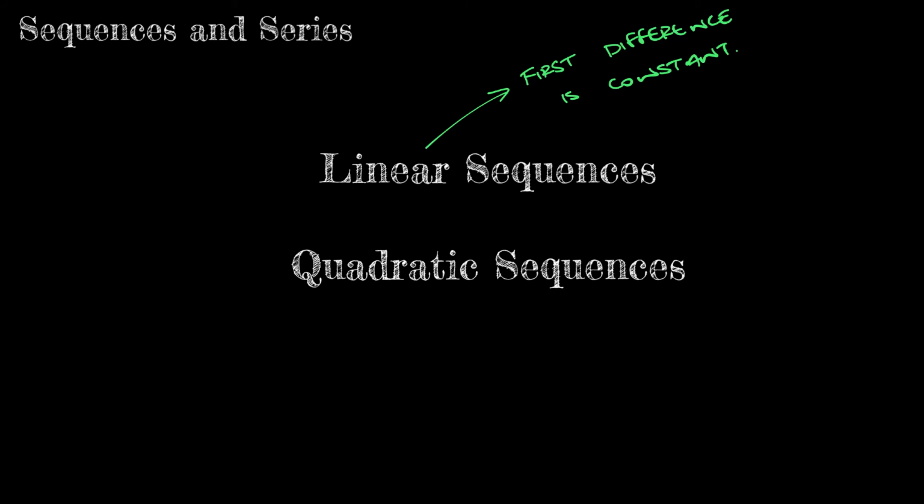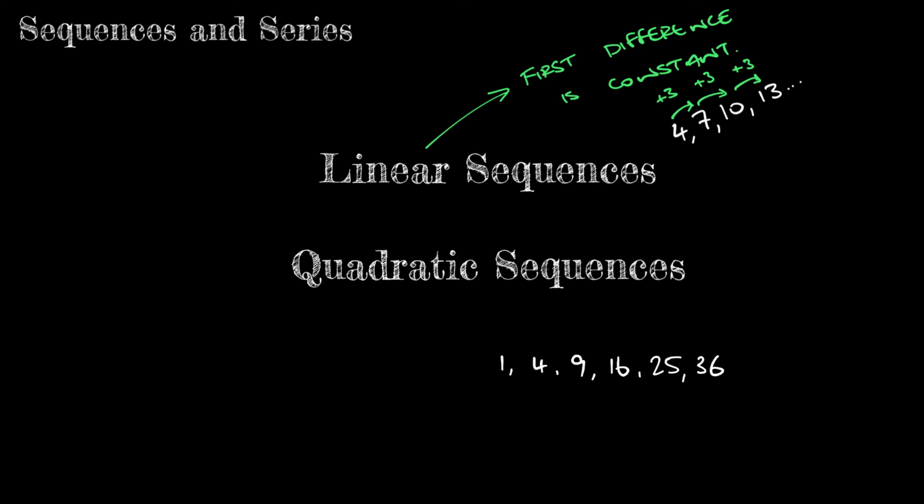And what we mean by that is that we've got the same difference each time. So let's just say we had 4, 7, 10, 13, and so on. The first difference was plus 3, plus 3, and plus 3. So we know that the first difference in each of them there was constant.